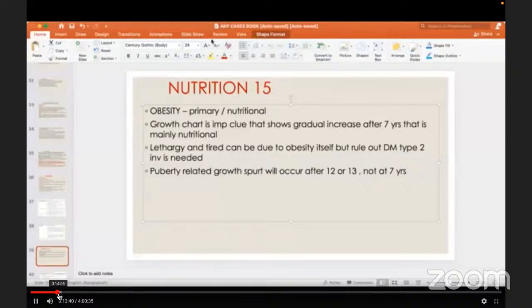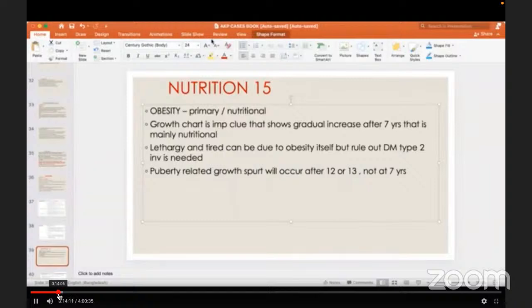Even in clinical exams, they will give you a growth chart. So this boy is a 10-year-old who had been previously well and presents with tiredness and lethargy for the last 6 months. Clinical examination shows no pallor, clubbing, or lymphadenopathy, and systemic examination is unremarkable. He weighs 70 kg. See, 10 years, 70 kg, very high, and a height of 140 centimeters. BMI 35, very high BMI.